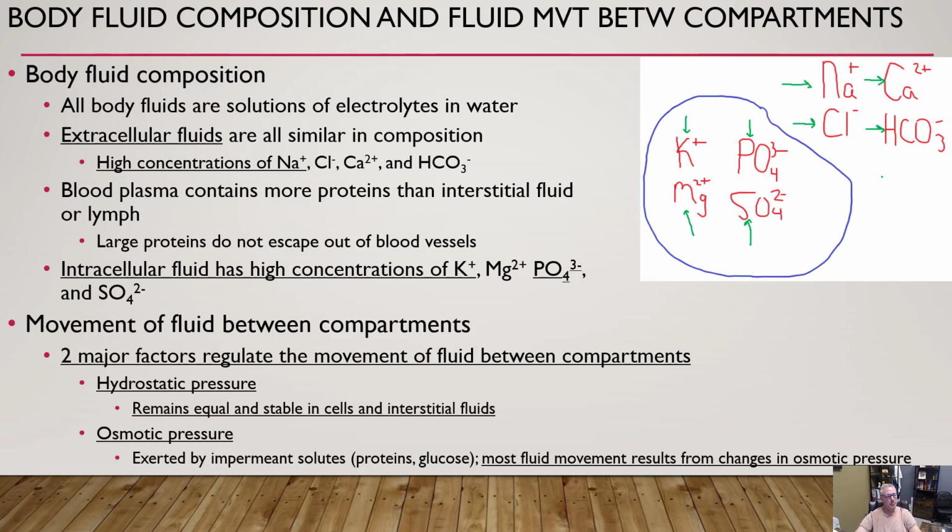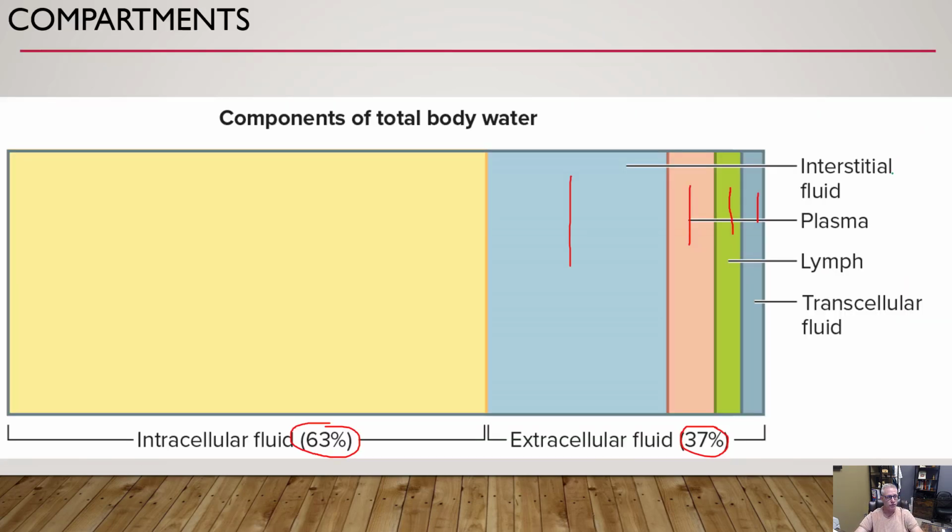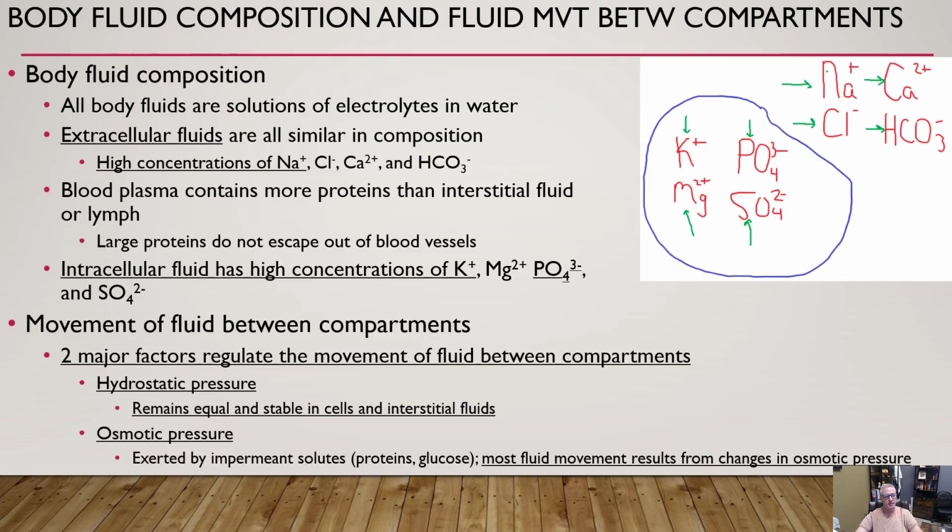So let's say we have nothing else going on, if we're talking about simple diffusion, we would say that sodium would move from the outside to the inside. We would say that potassium would move from the inside of the cell to the outside. We would say that calcium moves from the outside to the inside because of the movement from the area of higher concentration to the area of lower concentration.